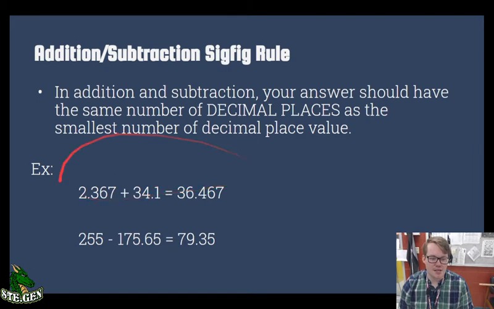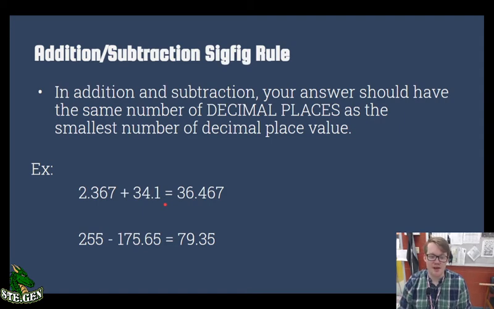So instead, in our example here, we have 2.367 plus 34.1. This number was measured to 3 decimal places of significance, and this one was measured to 1 decimal place of significance at the end. Now, yeah, this has 4 sig figs. Yeah, this has 3 sig figs. But what we really care about is this number measured really, really well and measured down to a very, very high amount of decimal places for specificity, whereas this one only went to 1 decimal place.